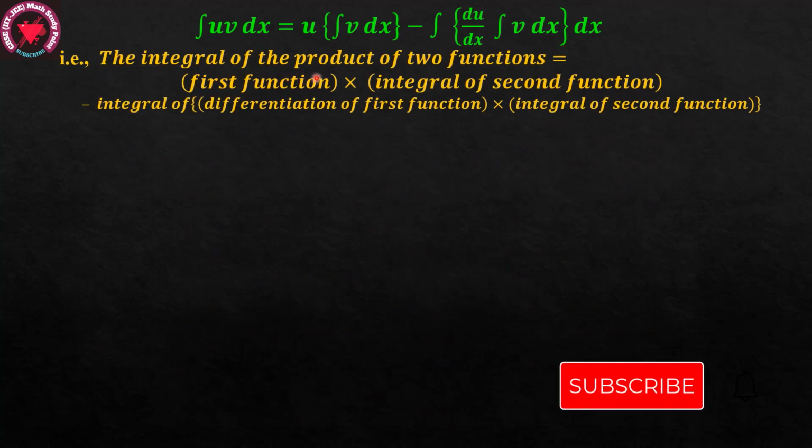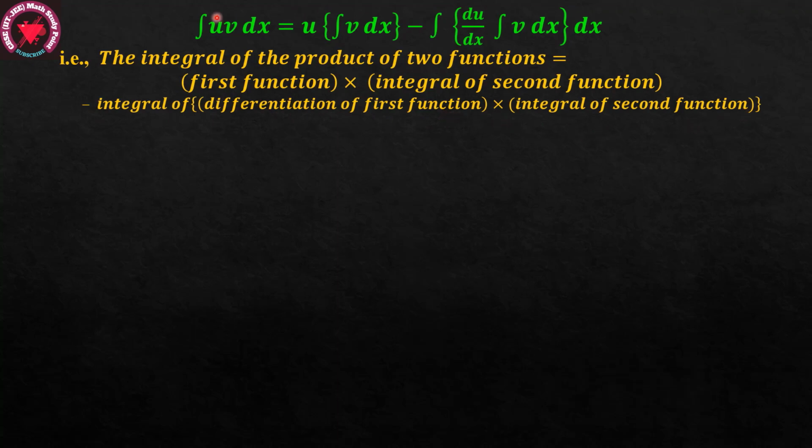The integral of the product of two functions is equal to first function into integral of second function minus integral of derivative of first function into integral of second function. So this one we can remember in this way.